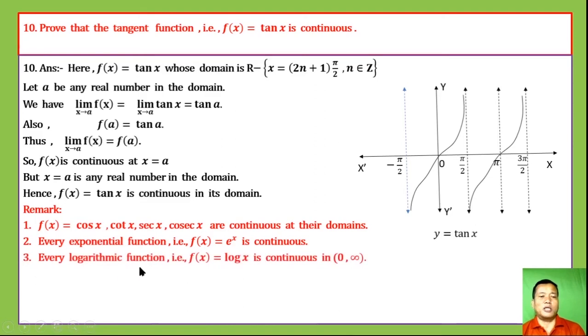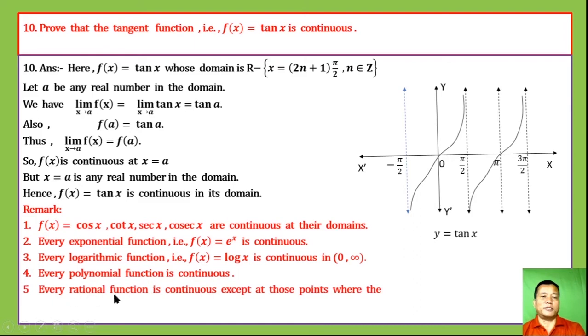Number 3. Every logarithmic function, that is f of x equal to log x, is continuous in 0 to infinity. Number 4. Every polynomial function is continuous. Every rational function is continuous except at those points where the polynomial function in the denominator vanishes.